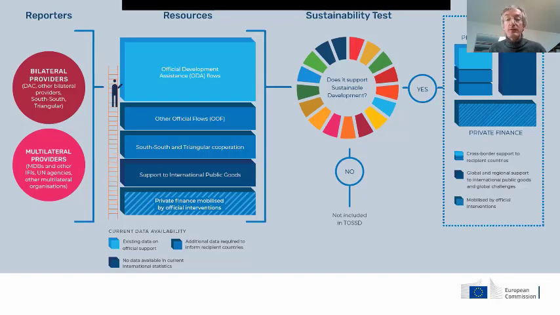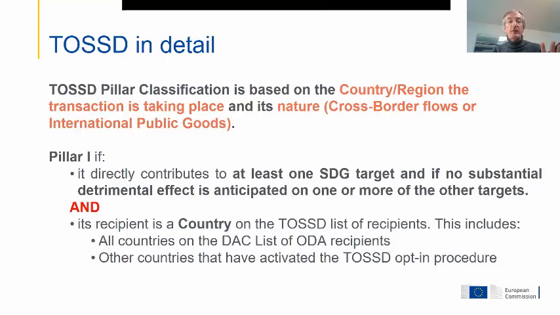There are two pillars in TOSSD. The first one is what is called the cross-border resources, and the second is support to international public goods. I'll come back to that in more detail in the next slide, so stop it right now. But if after the presentation you want a summary of TOSSD, it's in those previous slides. Everything important is there.